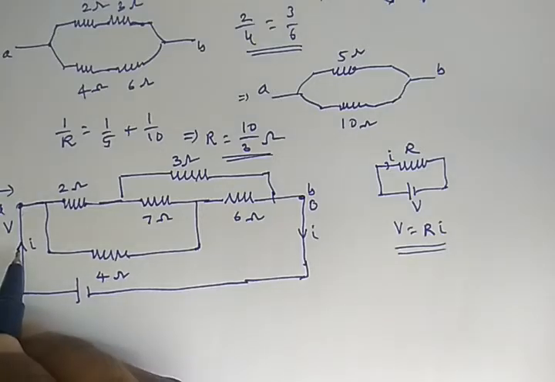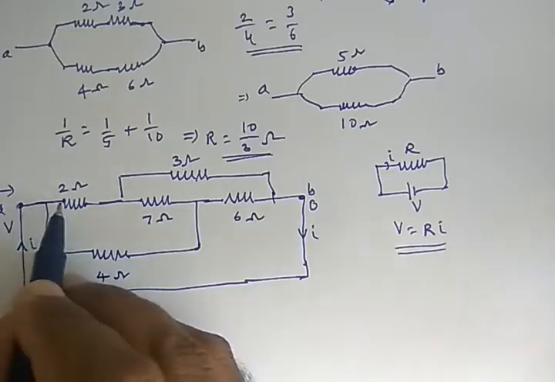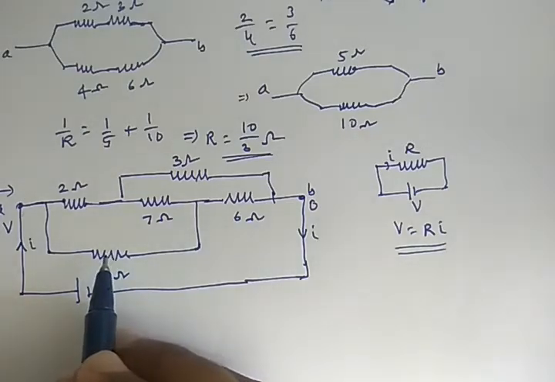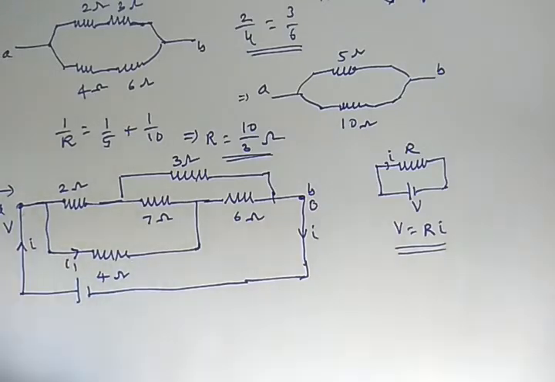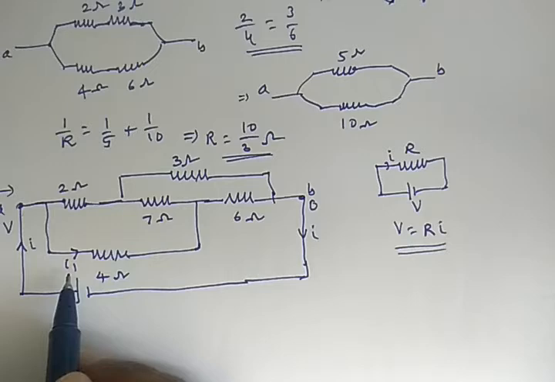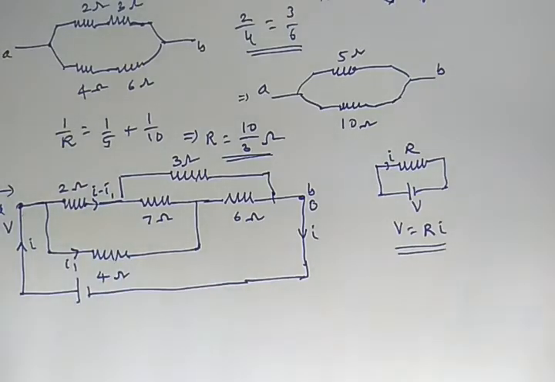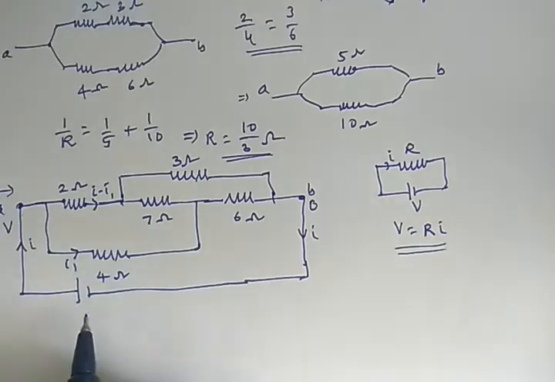Here I is the current entering, then it's meeting a junction. So a part of the current will go through this line and a part of the current will go through this line. The part that is going through this line, let us take it as I1. If that is I1, then this part must be I minus I1.